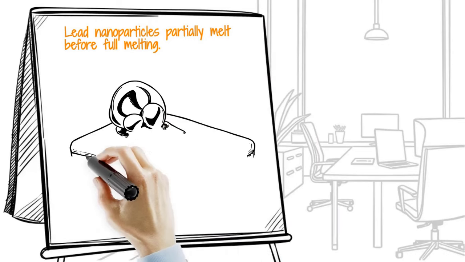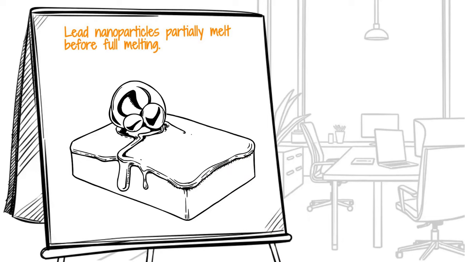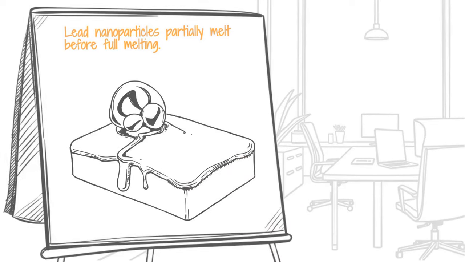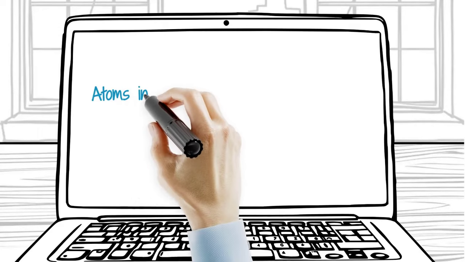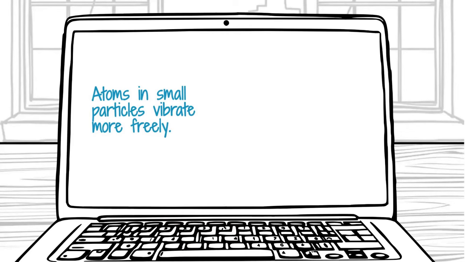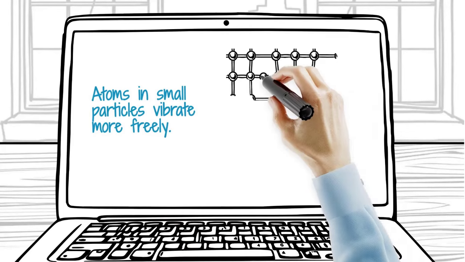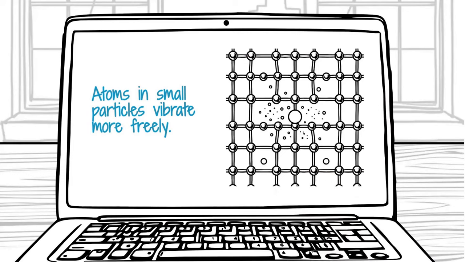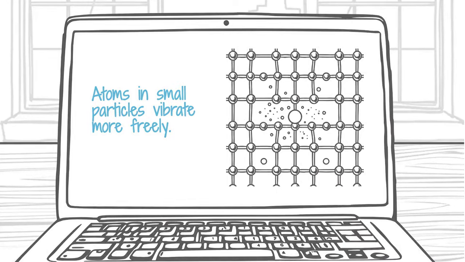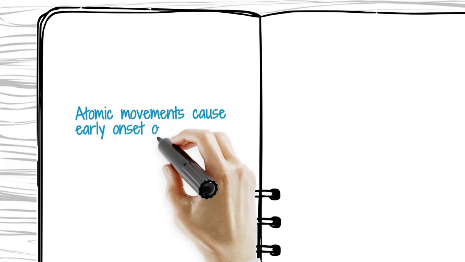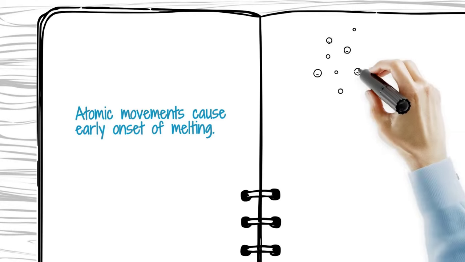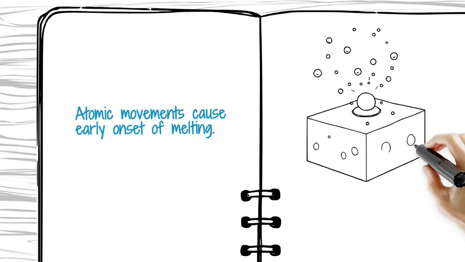Atoms in small particles vibrate more freely than those in a large, rigid lattice. These vibrations or thermal motions can destabilize the solid structure, especially near defects or edges. In very small nanoparticles, such atomic movements are enough to cause early onset of melting. Additionally, imperfections common in nanoparticles act as weak points where melting begins. These factors collectively lower the overall energy barrier for the solid to liquid transition.